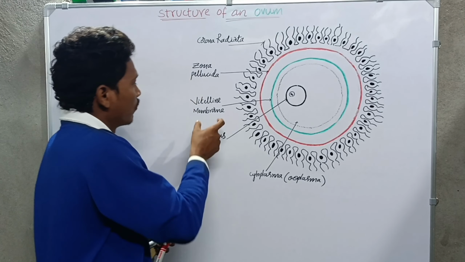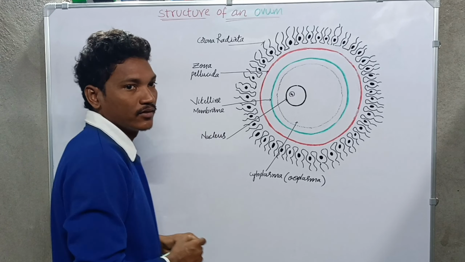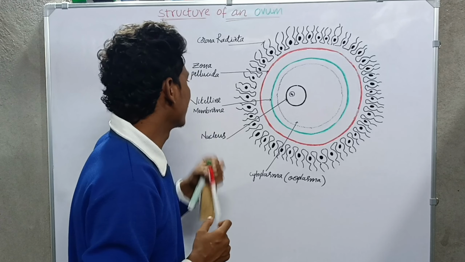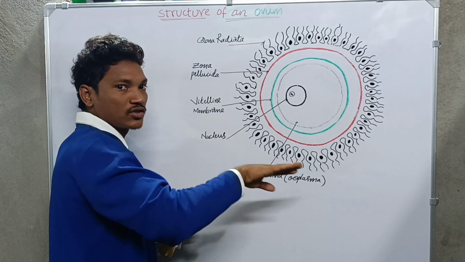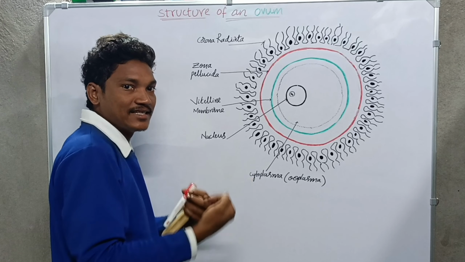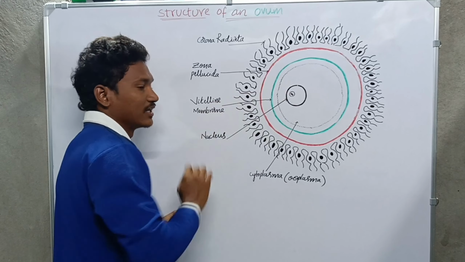Okay. What is the function of vitelline membrane? So the vitelline membrane function is it controls the entry and exit of substances into the nucleus.